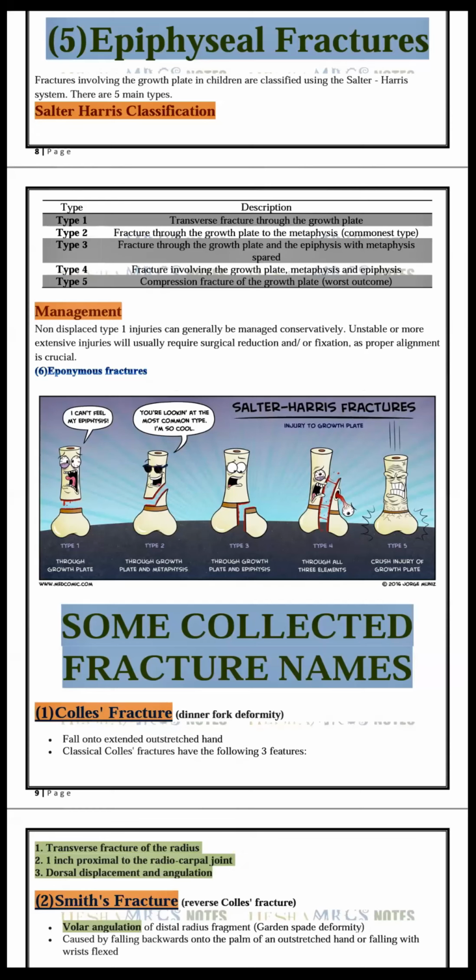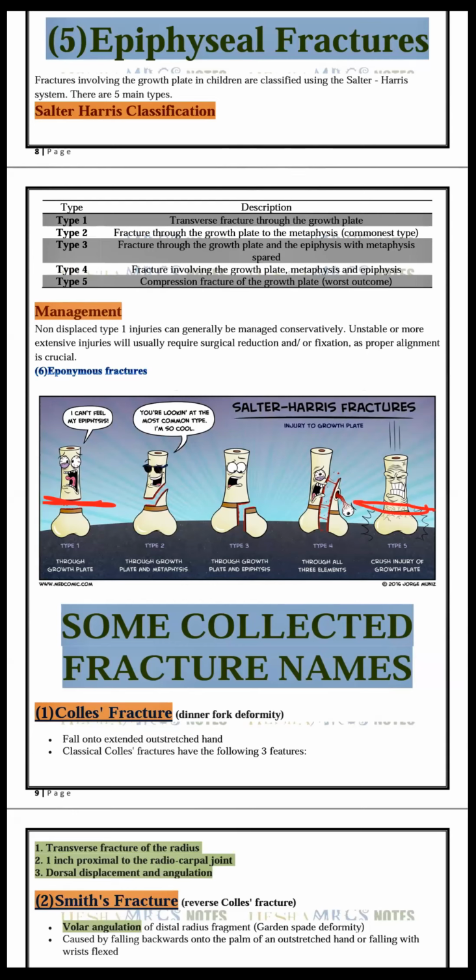Let's discuss first the epiphyseal fracture, which is common in children. Classified by what's called the Salter-Harris classification. Salter-Harris classification is very simple. As you see in this diagram, you will have injury to the epiphysis. Once you have a transverse fracture through the physis or the growth plate, this is type 1. What about type 5? Type 5 is a compression fracture to the growth plate.